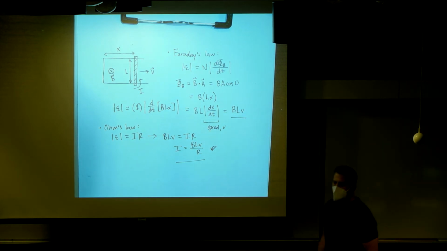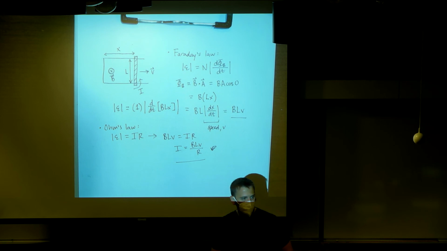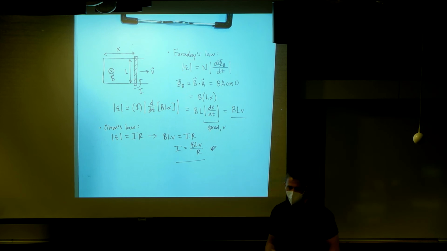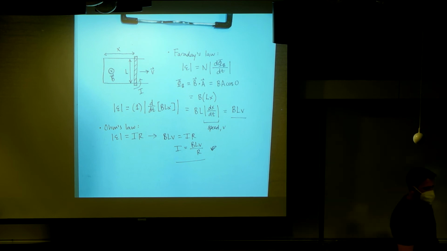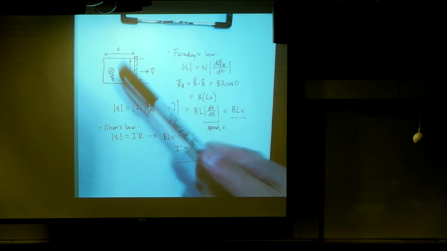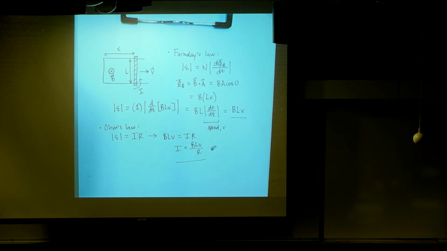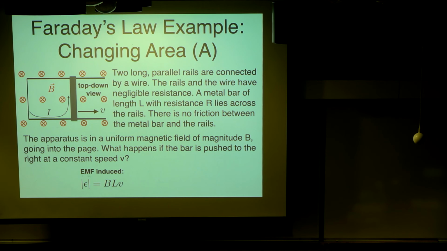Okay? Make sense? Do we have any questions on how we got there? So basically that's how it's going to work when it comes to a changing area, at least with this geometry. There's different ways you can do it. And if there are no questions, let's do the summary. EMF induced is BLV. Current induced is just that divided by R.